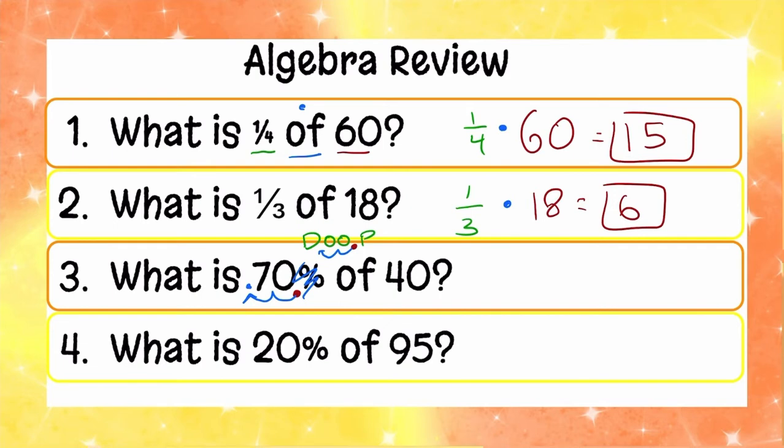So when I put this in my calculator, I do 0.7 or 0.70, they're the same thing, times 40. Why don't you try this? What is 0.70 times 40? We get 28.